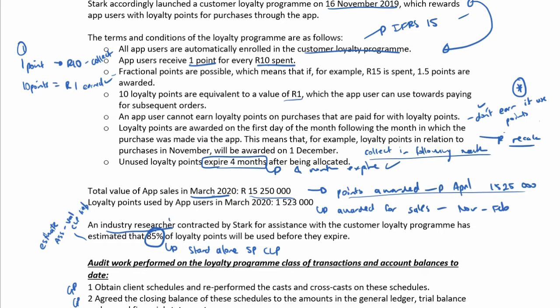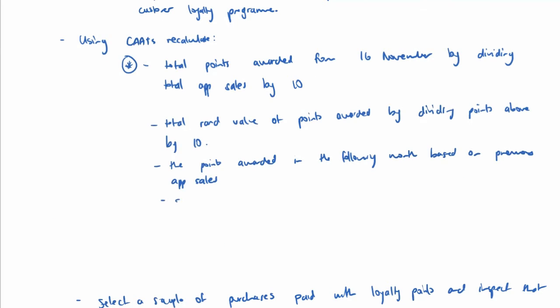So some more information here. There was a management expert. So this person is going to have to be tested too. Alright, so because I've got this, before I go into testing the estimates and the management expert, let's test the calculation because I've got the 85%. So let's go and find out or test the standalone selling price of the customer loyalty program, which is the 85% of those points.